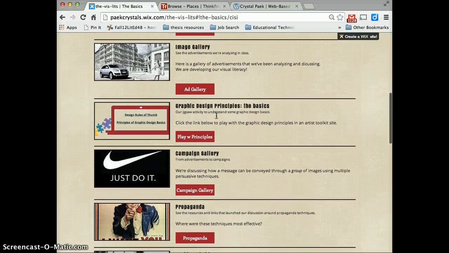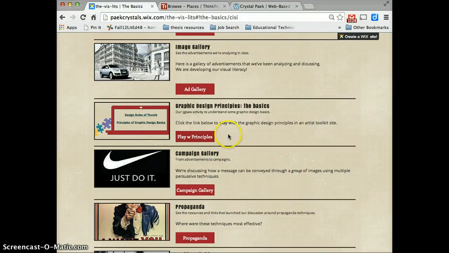The next lesson is for learning about graphic design principles, the basics of the principles that go into creating an image. And this link doesn't take you exactly to the information. You would have to click on the image. But basically students worked in a jigsaw, well, I'll get to that actually. This button actually leads you to the Artist Toolkit site, a resource from the course that I took this semester.